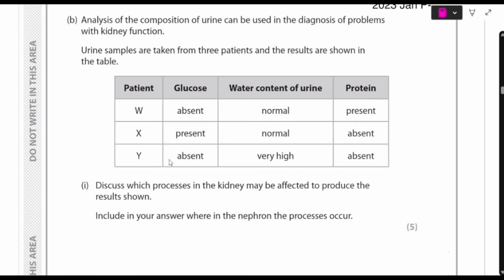Then we have patient Y, who has glucose absent, but water content very high and protein absent. So this person has a problem with the water content, which is very high. That means their hypothalamus or the pituitary gland is not producing enough ADH for the walls of the collecting duct to be permeable enough to reabsorb the water into the blood.